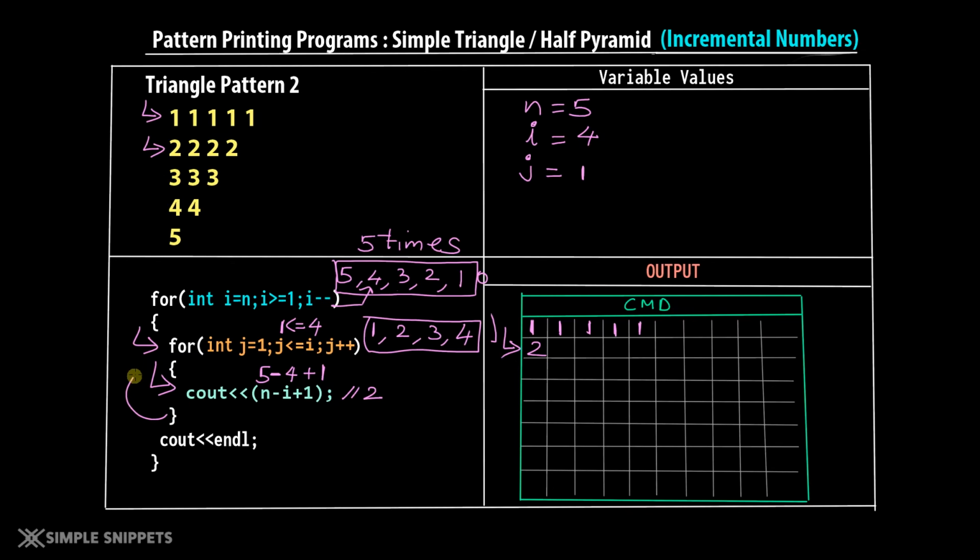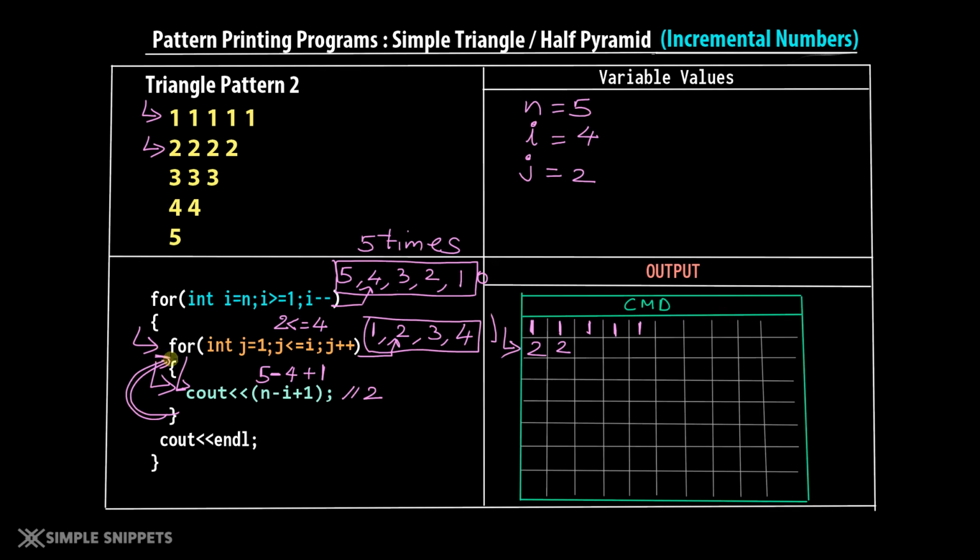And after this, again, you'll come at the start of the for loop. You will say j plus plus. So now j will become 2. So j will take the value 2. And 2 is still less than equal to i, which is 4. Correct? So you'll go again inside the for loop and you're going to print this same thing again because n and i is not going to change for this iteration. So 5 minus 4 plus 1, again 2.